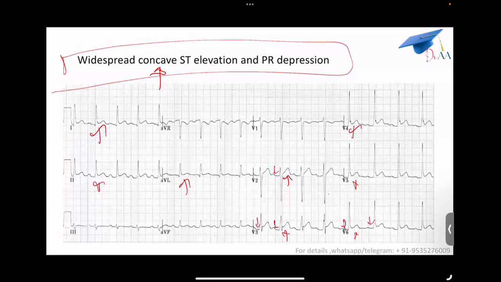So all the leads are having ST segment elevation with PR depression, plus pleuritic chest pain, which gets better on leaning forwards and gets worse on lying flat, is a typical presentation. The diagnosis is pericarditis, treatment remains NSAIDs.